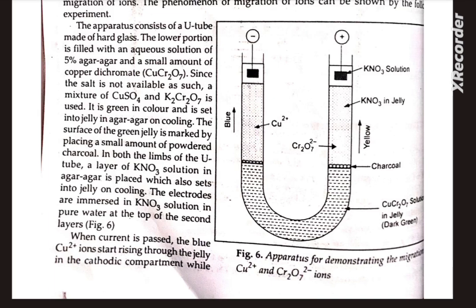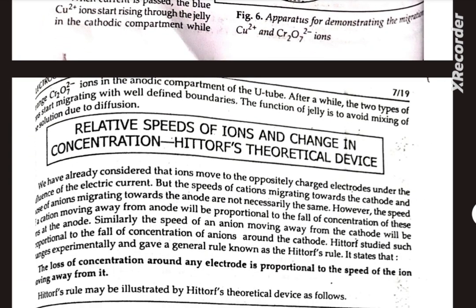When current is passed, the blue Cu2+ ions start rising through the jelly in the cathodic compartment, while the orange Cr2O7 2− ions move in the anodic compartment of the U-tube. After a while, the two types of ions start migrating with well-defined boundaries. The function of the jelly is to avoid mixing of solution due to diffusion.